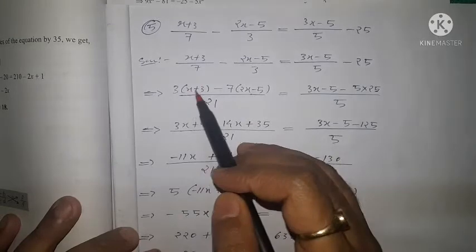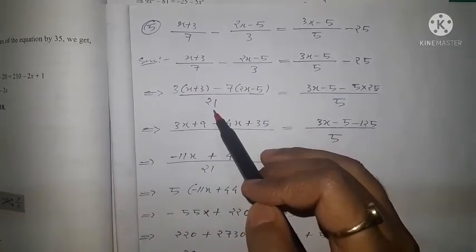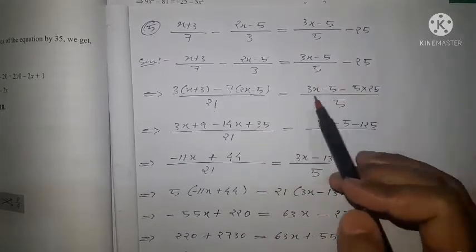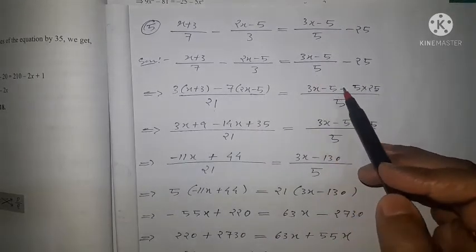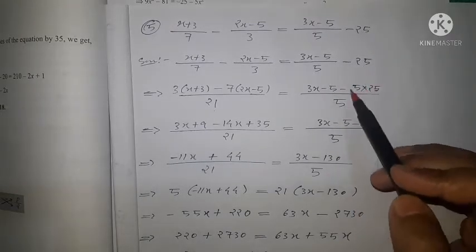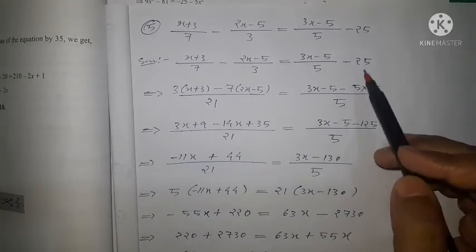So therefore 3 into x plus 3. Again, if we divide 21 by 3, it is 7, so 7 into twice x minus 5. Similarly here, if we take the LCM, it is 5. So thrice x minus 5. Again, 5 goes up, that is 5 into 25. So 5 divides 1, that is 5.